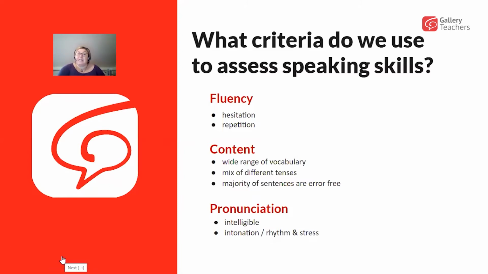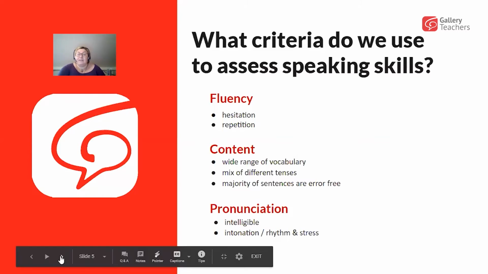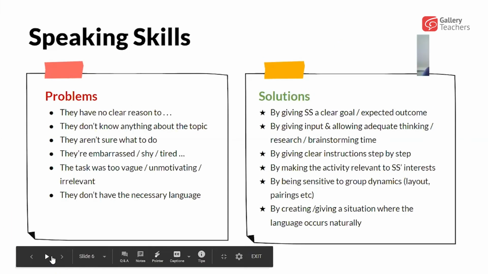So these are some reasons why it's a really good idea to give your students opportunities to develop their speaking skills in our classroom. There are a number of different problems that students might have when you're trying to get them to speak. So we're looking here at the pink problems.